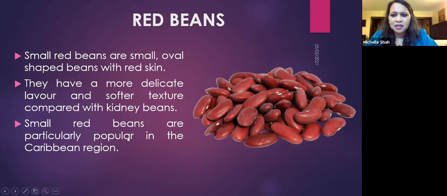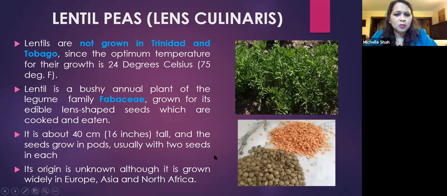The small red beans are particularly popular in the Caribbean region, so everyone must know these beans. And the lentil peas, which is also another popular bean, are not grown in Trinidad. Since the optimum temperature for growth is usually around 24 degrees Celsius, lentils are a bushy annual plant of the family Fabaceae, grown for the edible lens-shaped seeds, which are cooked and eaten. The plant is about 16 inches tall, and the seeds grow in pods, usually with 2 seeds in each.